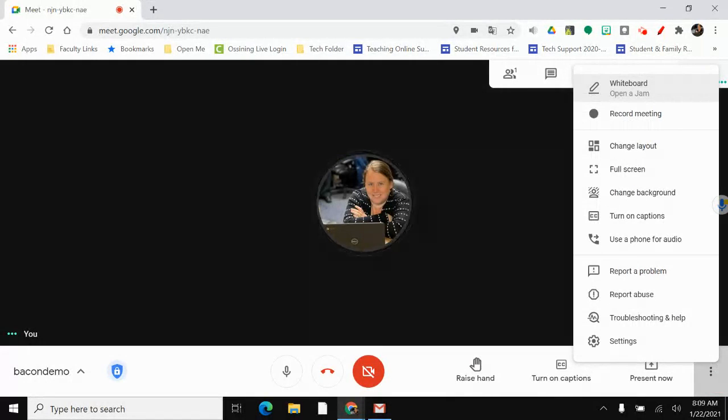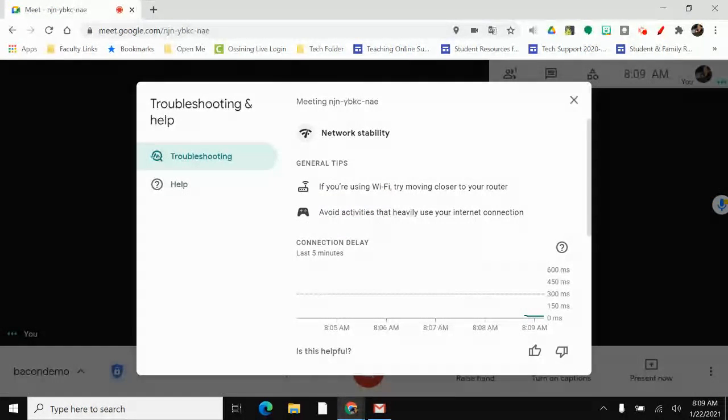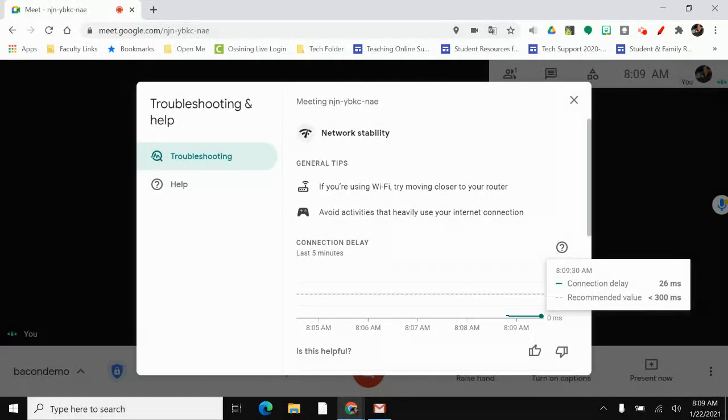I can come over to the three dots and look at the troubleshoot and help. And in this, I can actually get an idea of what's going on. So I can check my network stability. And what that means is, am I getting access to Wi-Fi? So I can see, is there any connection delay? Right now, no delay. It's happening in real time. There's not a delay in this. If this is shooting up really high, we can see that it's probably a Wi-Fi issue.